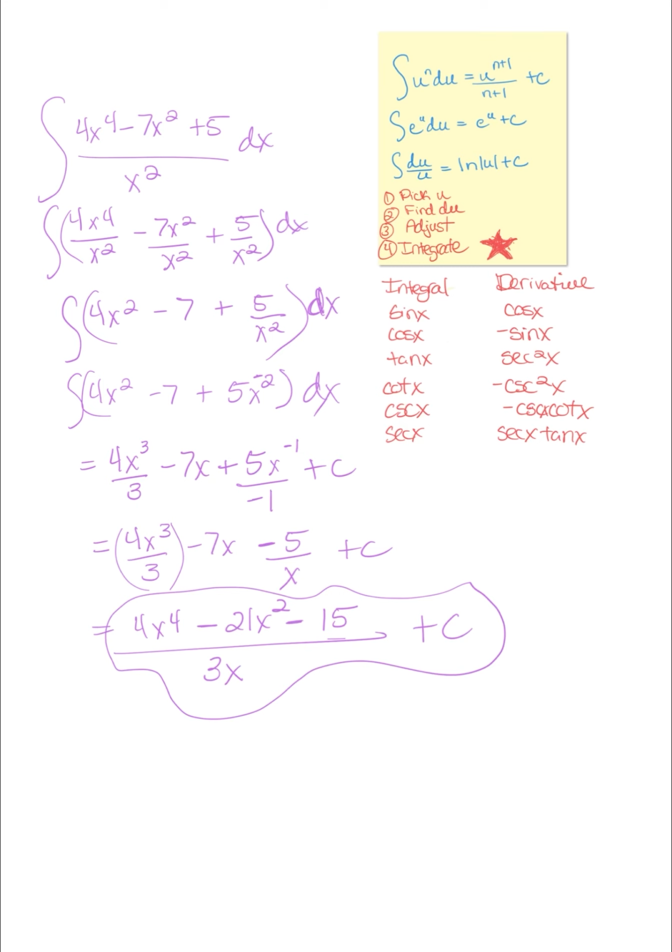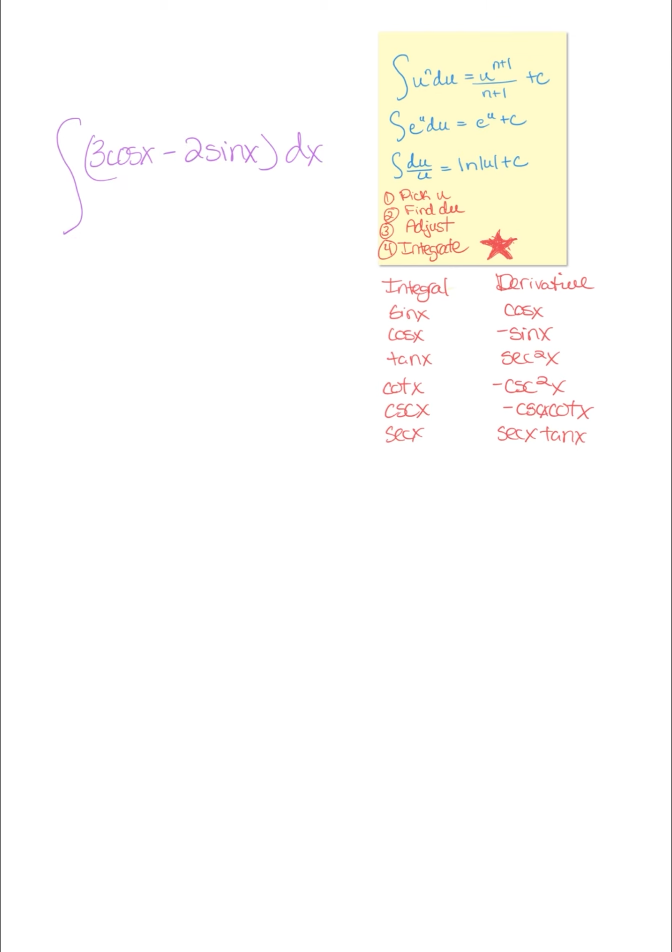And like I said, make sure that you're checking these and taking the derivative of them so you can understand where all this stuff goes and how you get back to that. Okay, so here we go. We have the integral of 3 cosine x minus 2 sine x dx. And if you have instructions for this, and all of the ones for this video, the instructions will just say integrate. Right, because that's all we're doing.